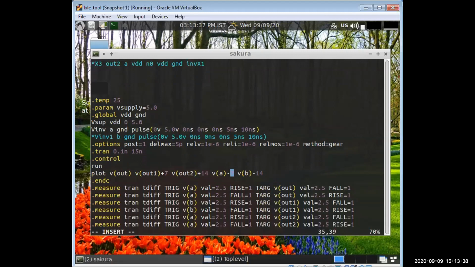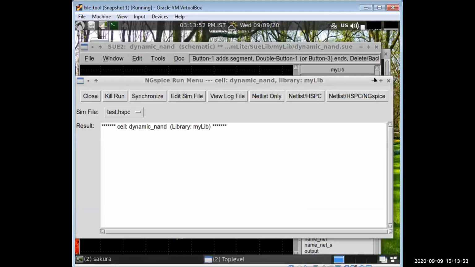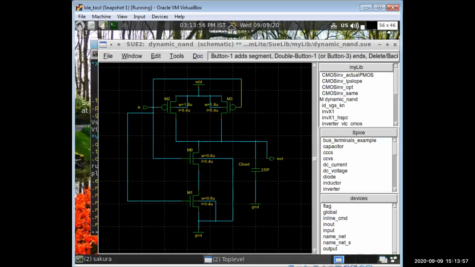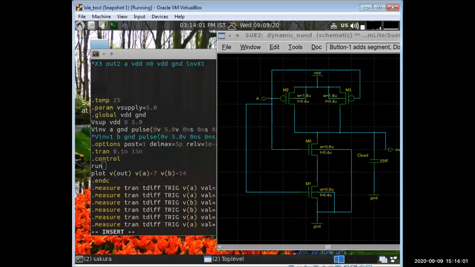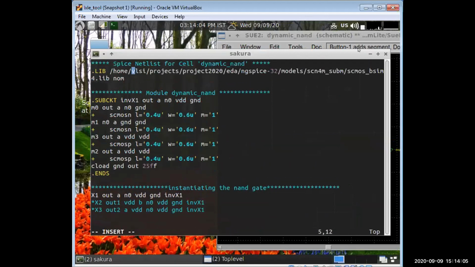Okay, I should remove this noise. Shatabdi, can you please show the schematic again once, just for once? Okay. Here you can see the schematic, and also I am showing you the netlist. Okay, yes, now you see.